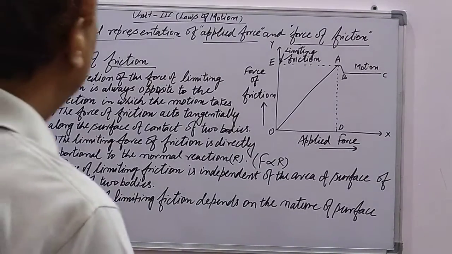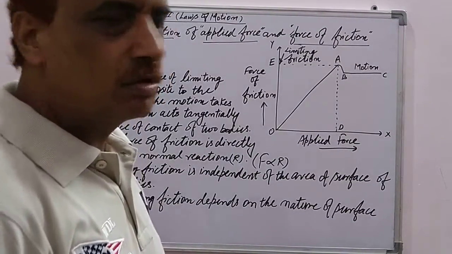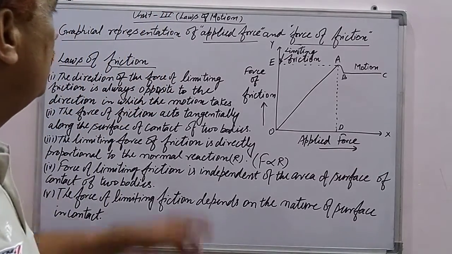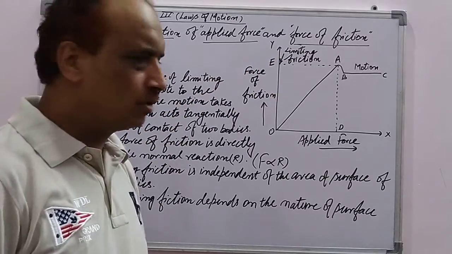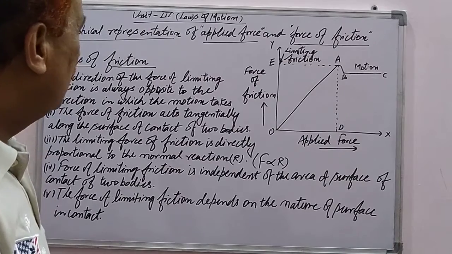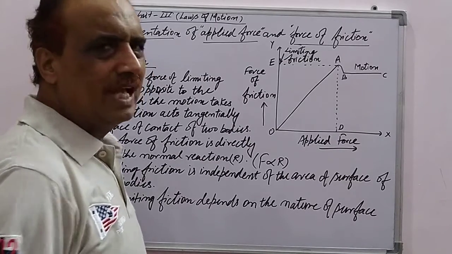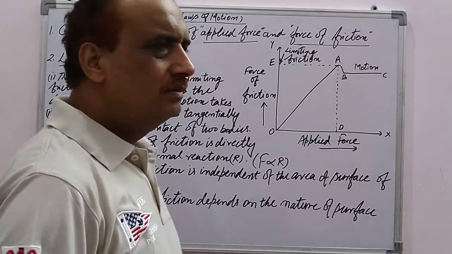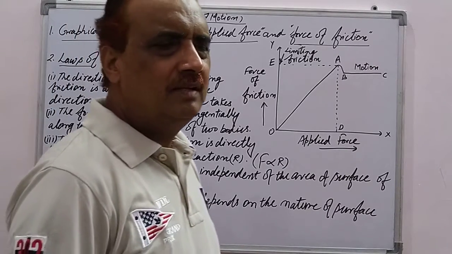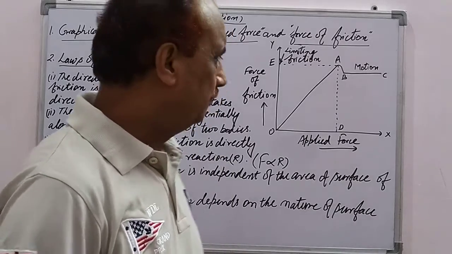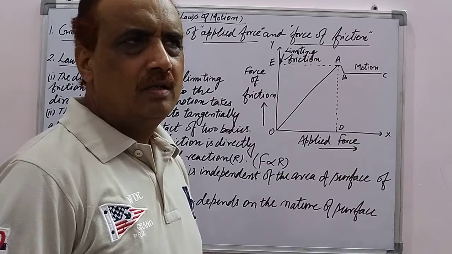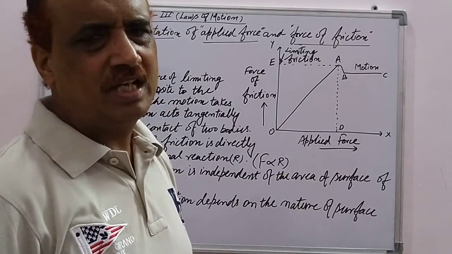Hello students, now in unit number 3, that is laws of motion, we discuss the graphical representation of the applied force and the force of friction with the help of a graph. In that graph, when a force is acting on the body, the force of friction will also be acting, and that is called static friction.